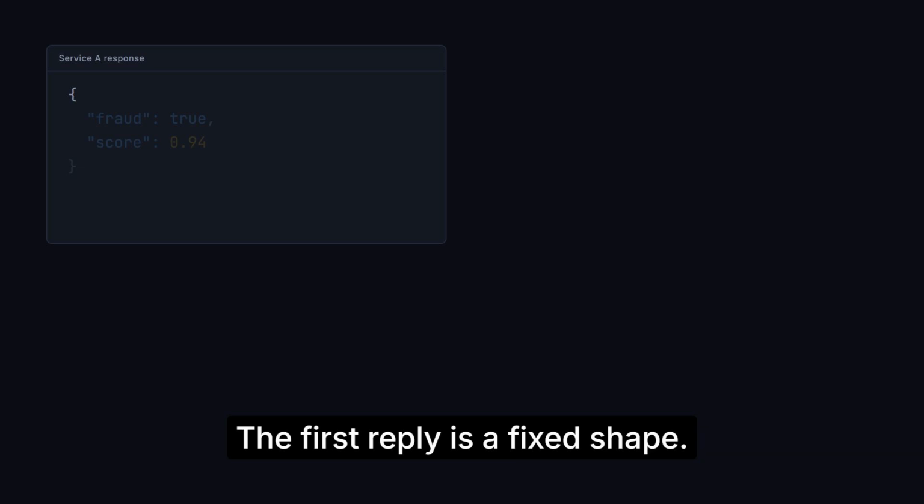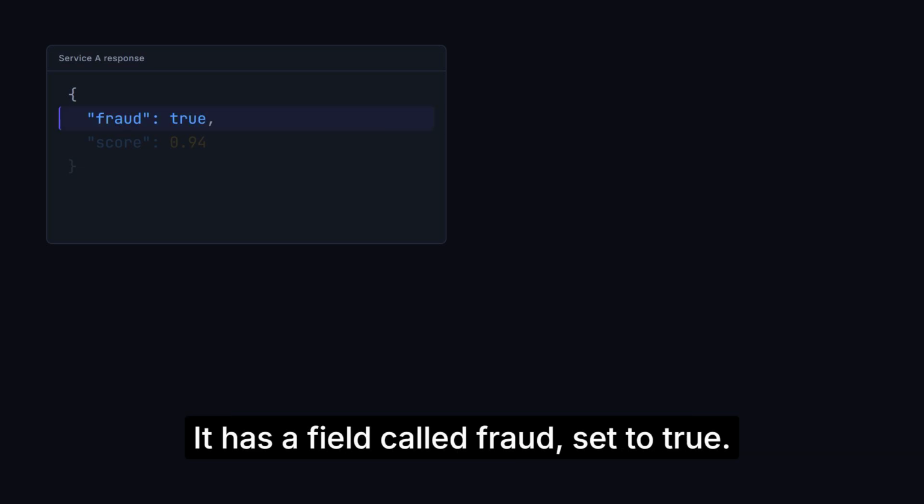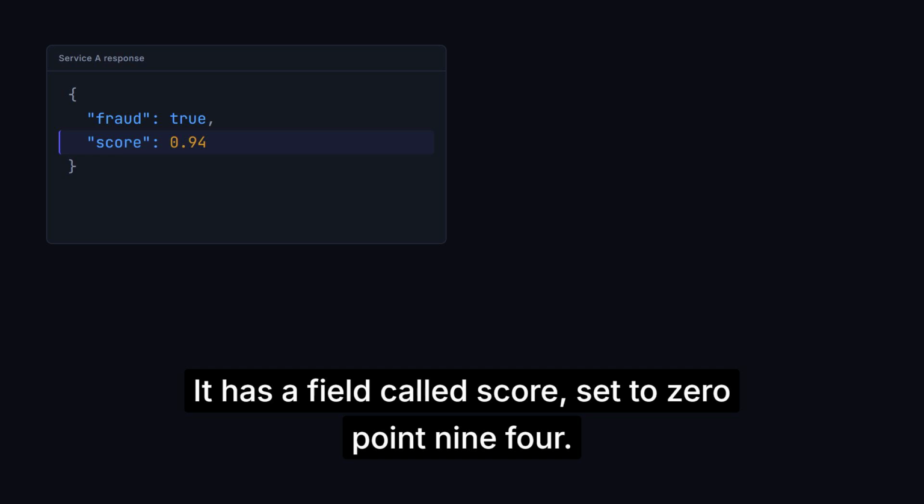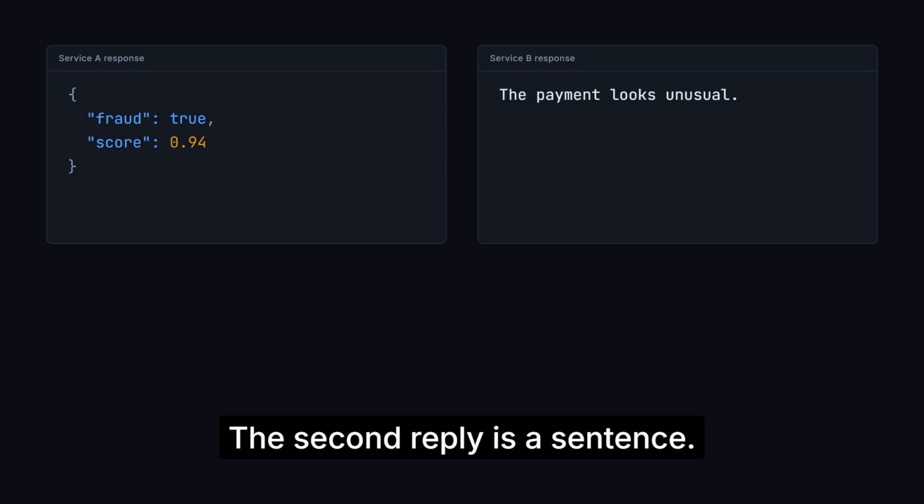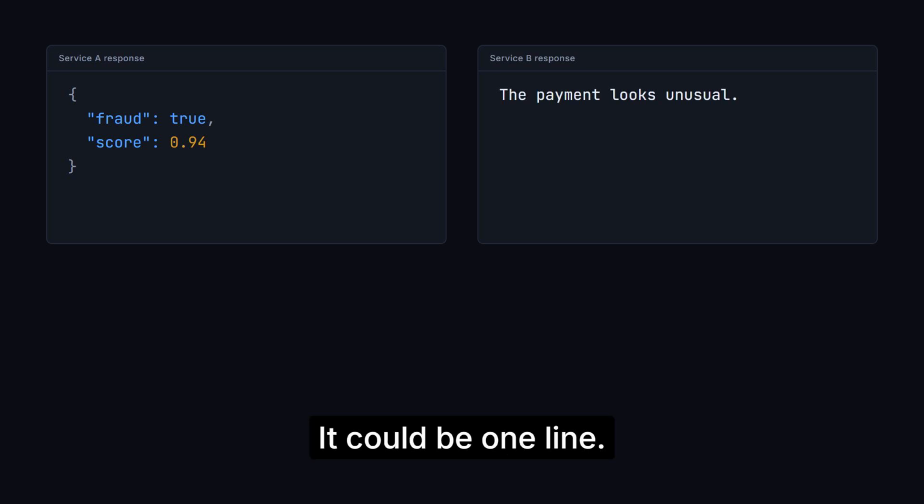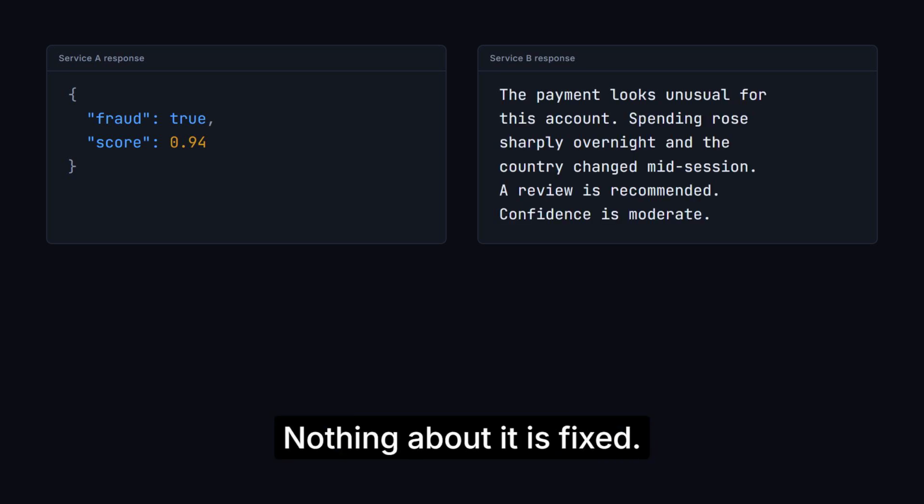The first reply is a fixed shape. It has a field called fraud set to true. It has a field called score set to 0.94. Same two fields every single time. The second reply is a sentence. It could be one line. It could be 6. Nothing about it is fixed.